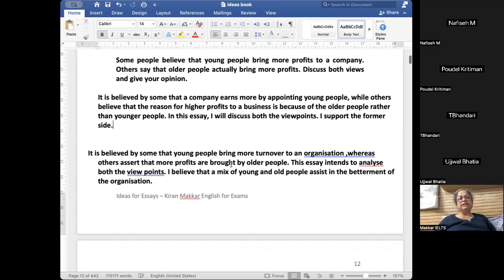It is believed by some that young people bring more turnover to an organization, whereas others assert that more profits are brought by old people. Very good, Vishali. Is that you? This essay intends to analyze both the viewpoints. Good. I believe that a mix of young and old people assists in the betterment of the organization.